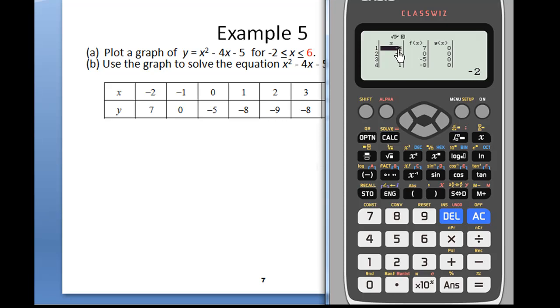When x equal to minus 2, y equals 7. When x equal to minus 1, y equals 0. When x equal to 0, y equal to minus 5. You can see the value of corresponding x and y. So you can move down to see when x equal to 1, y equal to minus 8. When x equal to 2, y equal to minus 9. Right? So we can find that when x equal to 3, y equal to minus 8.